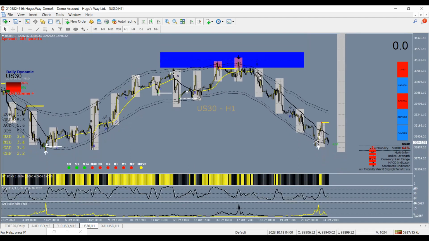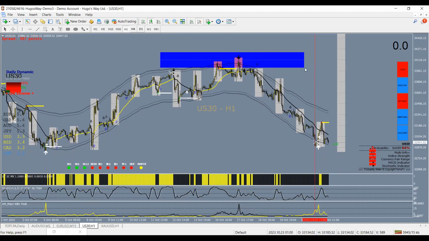See that signal? Telling you the market's going to drop. And then the AM Major Killer Peak indicator works the best on the higher time frames. If you see a spike like that on a 4-hour, 1 hour, or daily, it's going in that direction.